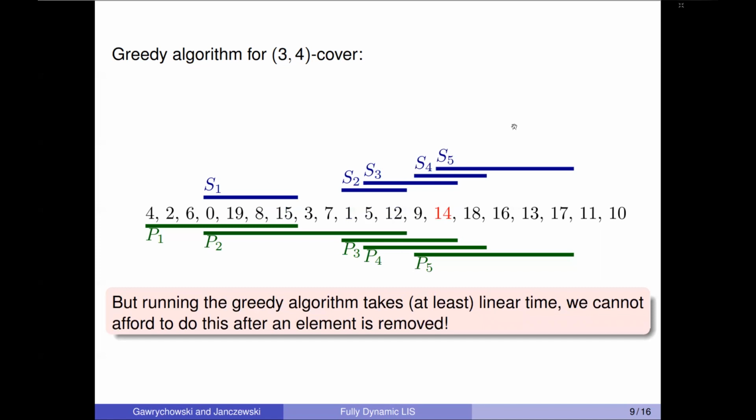Okay, so this is a very useful method, but still running this greedy algorithm takes at least linear time. So it's not like we can run this greedy algorithm on the whole array after each update, right? We can use it, but we need some additional properties. And so for that, we will use a divide and conquer approach. Okay, so for simplicity, let's say that we are working in the decremental version. So there are deletions only, okay?